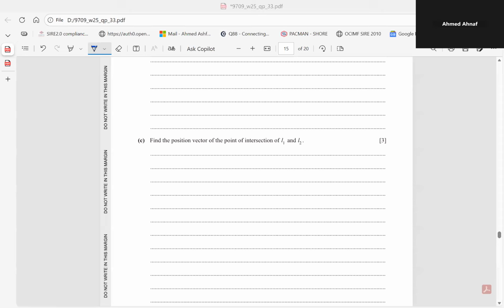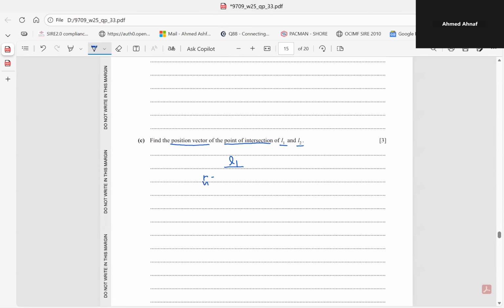Okay, so for the final part, we need to find the position vector, which is basically the coordinates of the point of intersection of L1 and L2. To find the points of intersection between two lines, we need the vector equations of them first. So let's do it for L1.